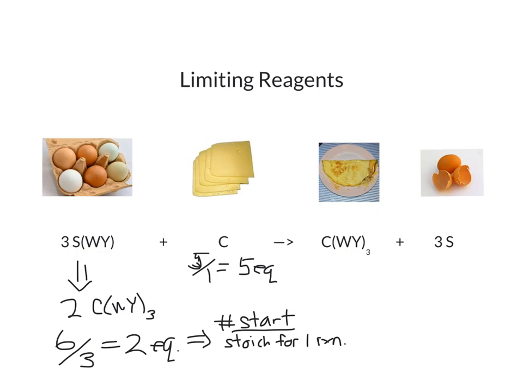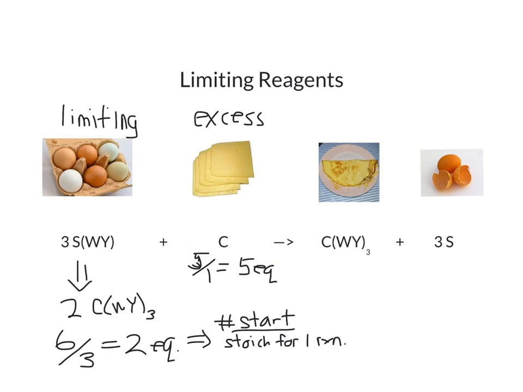So I calculate the number of equivalents and I look for the least number. And that least number of equivalents is going to be my limiting reagent. And so in this case, I know that my eggs are my limiting reagent because it limits the total amount of omelets I can make. My cheese then is my excess. We call that the excess reagent because I'm going to be left over with extra cheese at the end if I make as many omelets as I possibly can from the 6 eggs that I have.